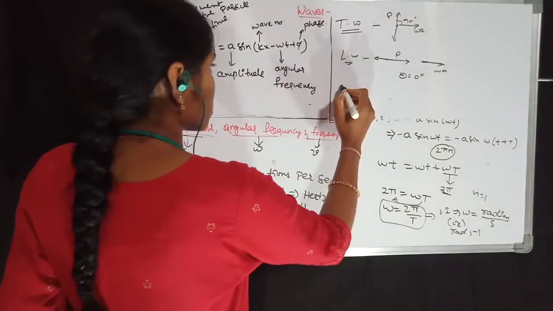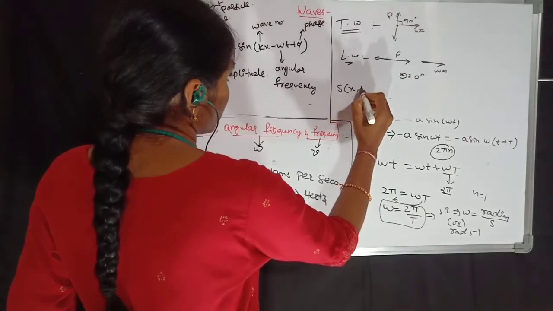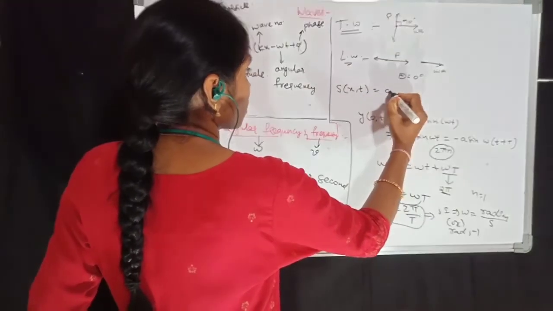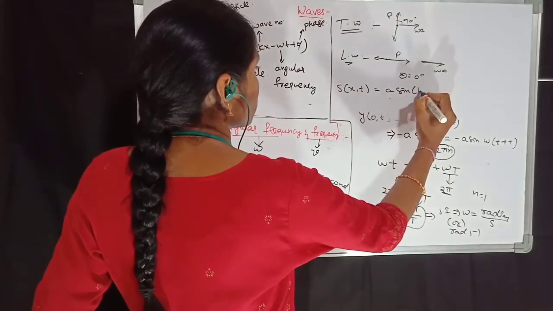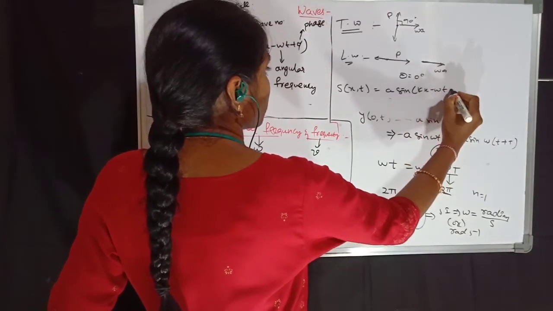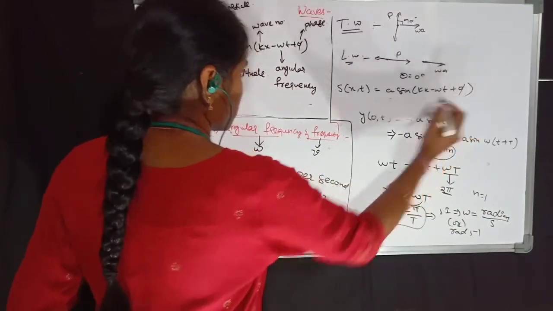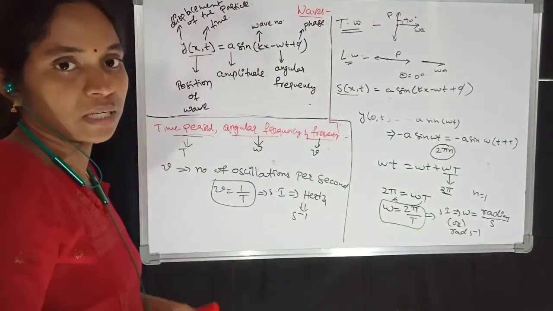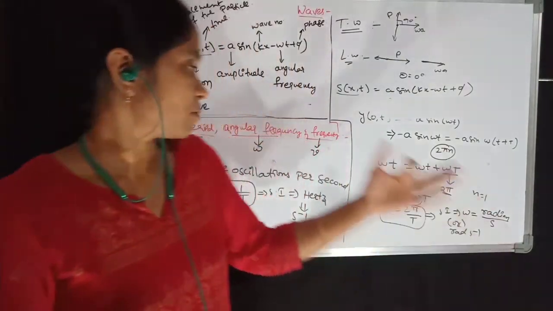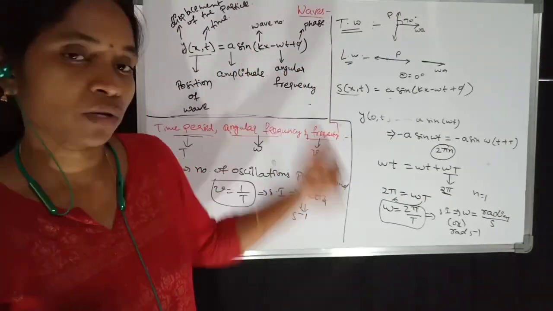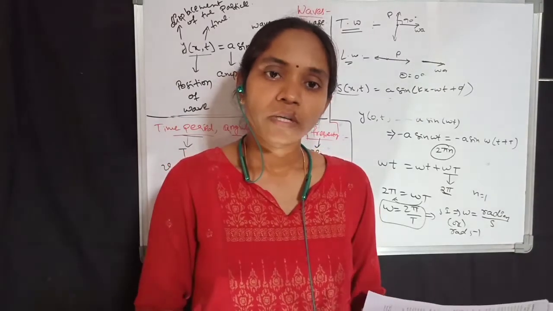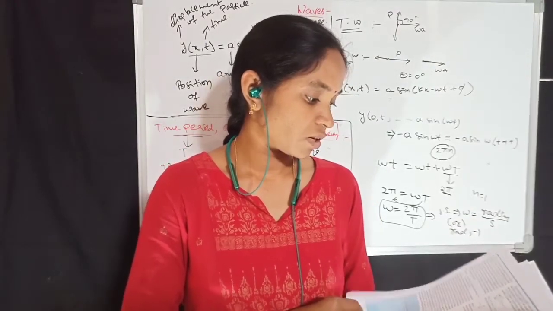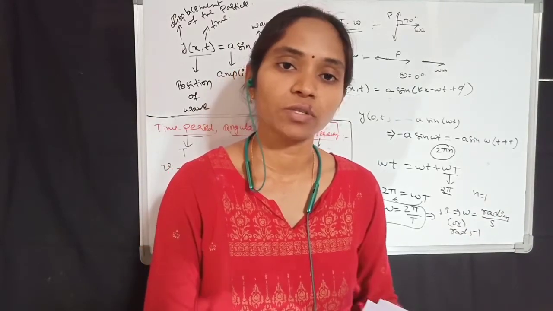And the wave equation is S of x comma t. S is nothing but the displacement, which is equal to a sine of kx minus omega t plus phi. You just simply replace this y of x comma t with s of x comma t. These are the terminologies involved in this wave equation. And in our next class I am going to discuss the speed of a traveling wave and the speed of a transverse wave on a stationary string.